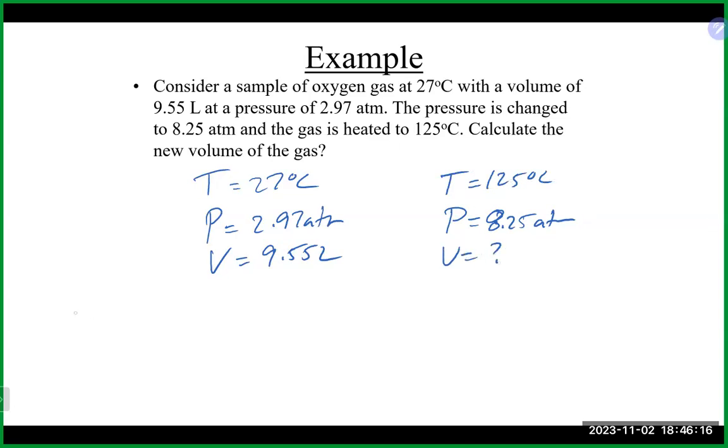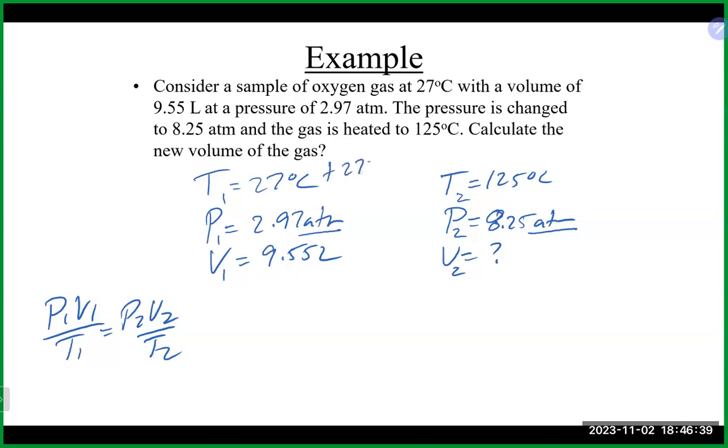So again, you could hopefully see the combined gas law here. Usually people just label the first things as the ones, as long as you keep the appropriate numbers that go together. In terms of units here, our pressures are okay. Once again, if you did have different units, you would have to do a conversion to get them to the same. We're going to add 273 to our temperatures, and that will get us 300 Kelvin and about 398 Kelvin.